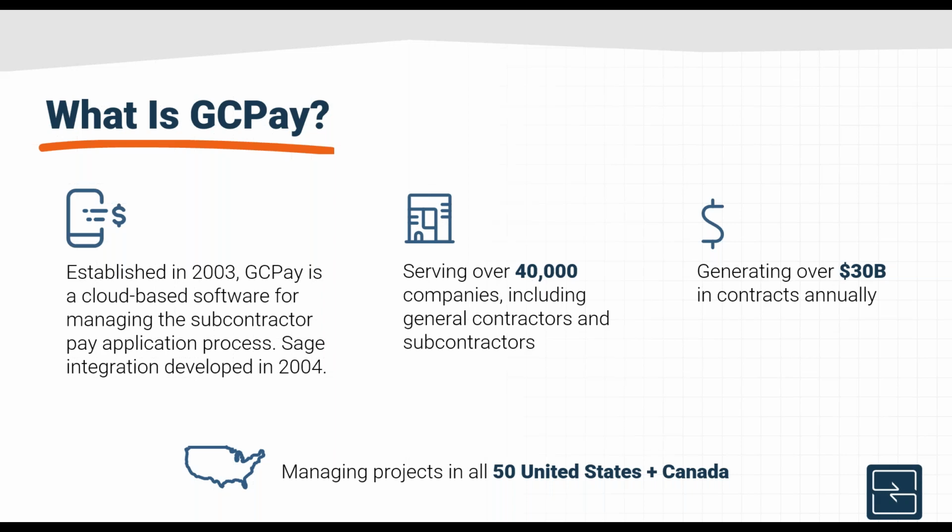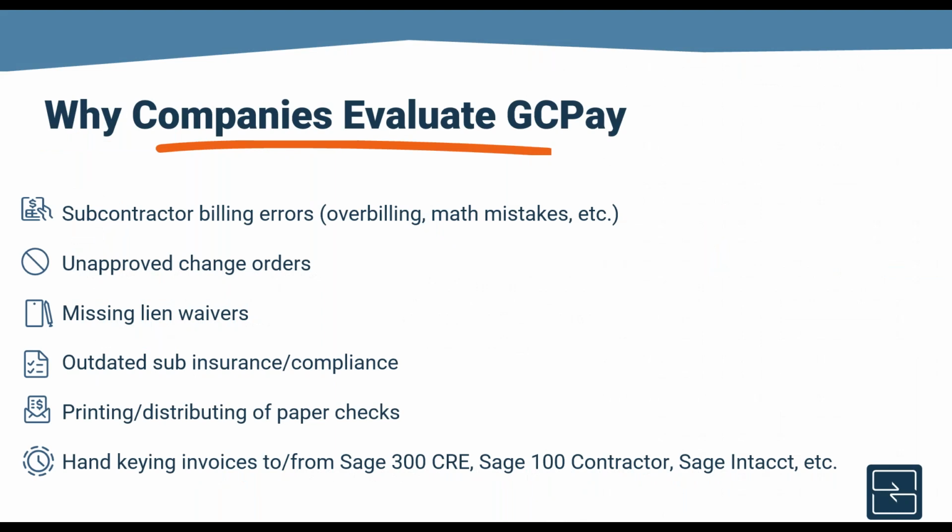Really, it was just for the clients that they were auditing. But quickly, one general contractor talked to another, and it spread like wildfire with everyone saying, yes, we would also like a better way to automate and streamline our pay app process. Fast forward 17 years later, they now have over 45,000 companies on the platform. Last year, they did a little under 30 billion in contracts and are currently managing projects in all 50 states and Canada.